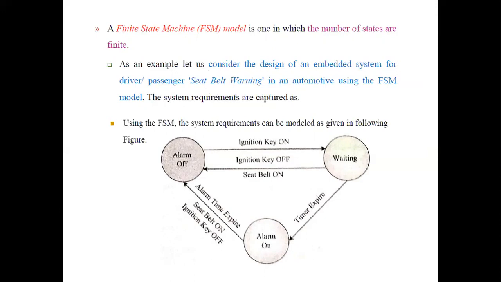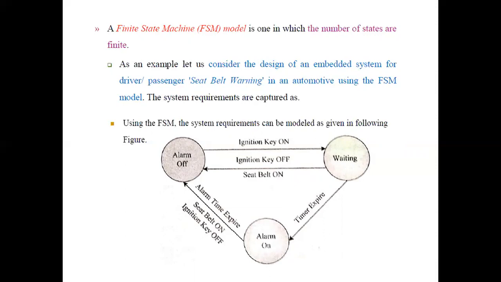As an example, let us take a car. When the car ignition is turned on and the seat belt is not fastened within 10 seconds of ignition on, the system generates an alarm signal for 5 seconds. The second point: the alarm is turned off when the alarm time, that is 5 seconds, expires, or if the driver or passenger fastens the belt, or if the ignition switch is turned off, whichever happens first.